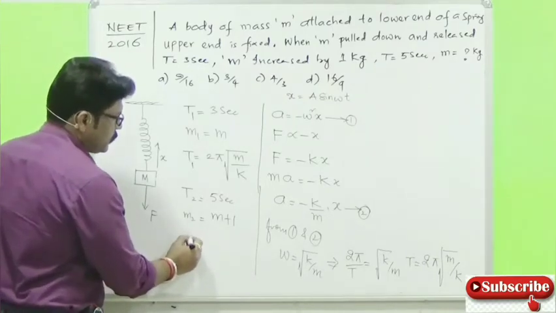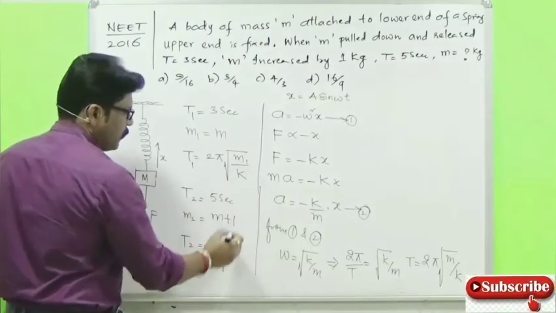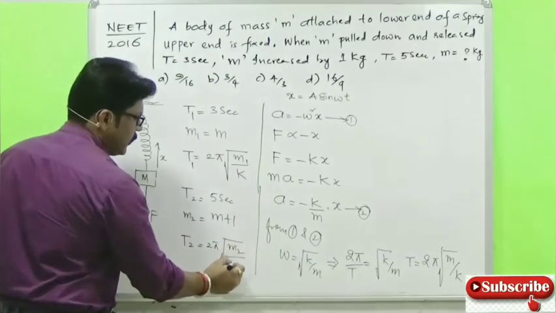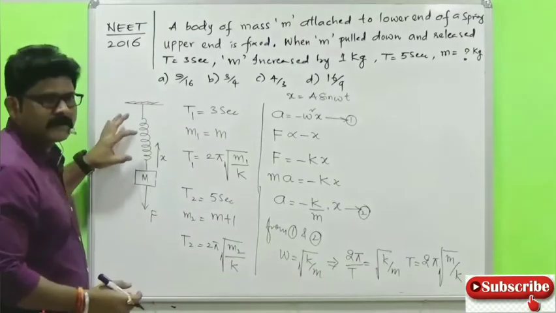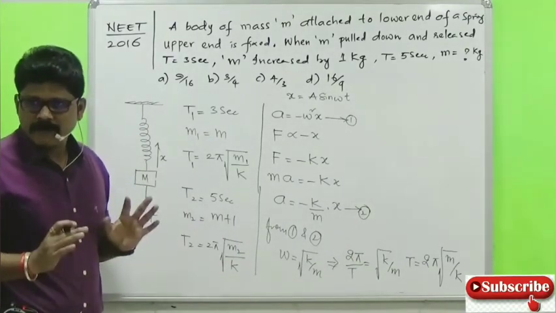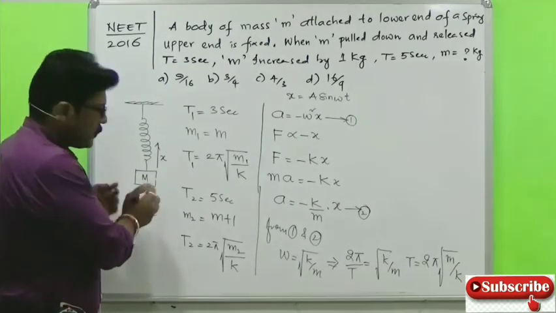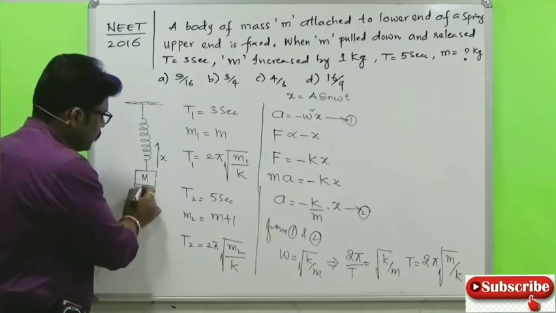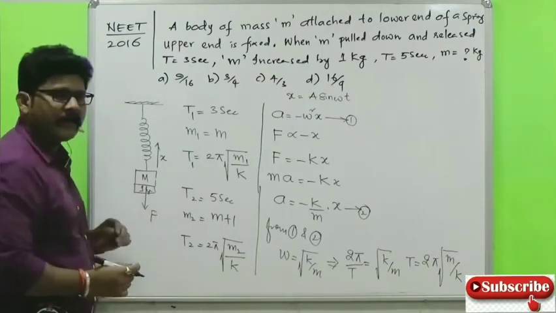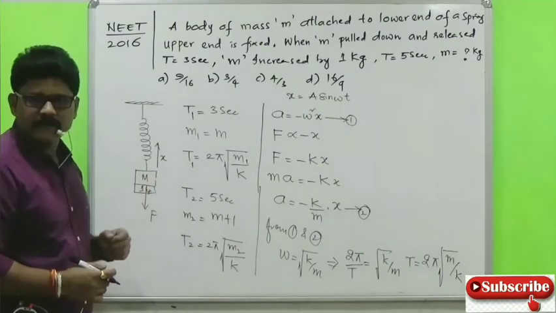Now t2 equals 2 pi under root of m2 divided by k, where this is m1 for the first case. K is the constant. Why? Because the spring is not changing. Same spring, we are adding some weight to it, that means 1 kg of mass is added. Now what we have to calculate is the mass.